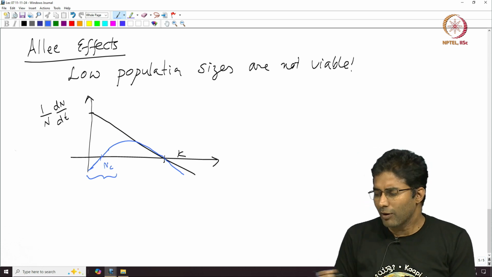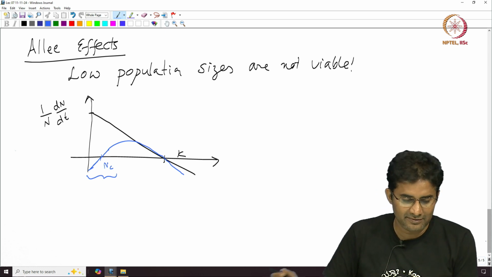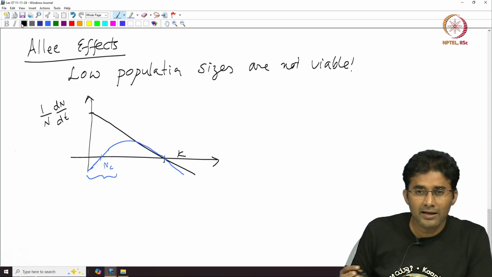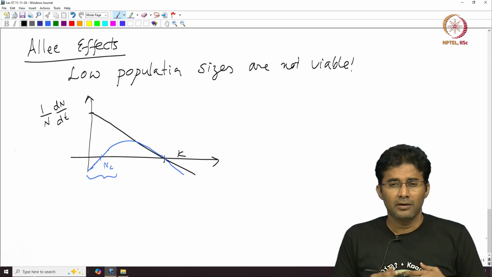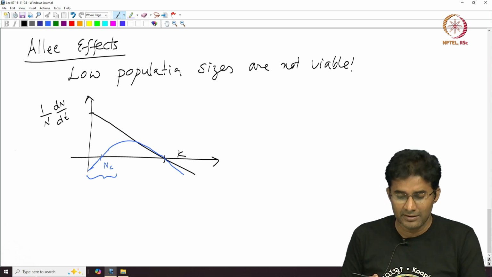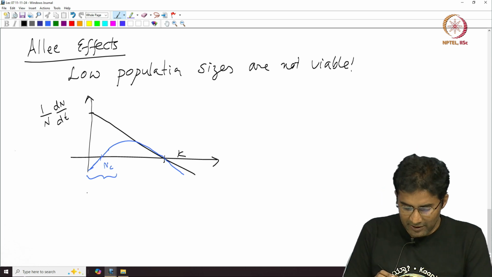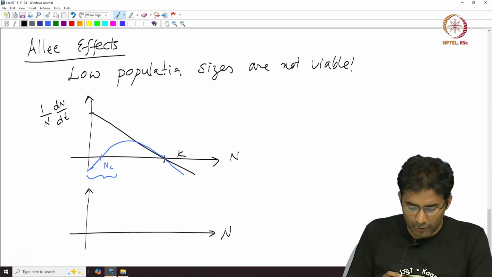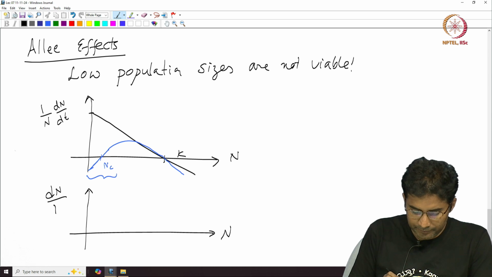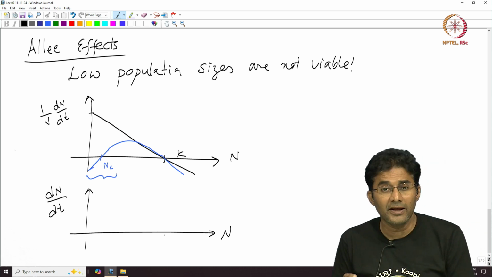So now, what do you think will happen in this case? To understand this, of course we can write down differential equations and solve them, but that might be unnecessary if we were to think of what the population growth rate would be as a function of n.